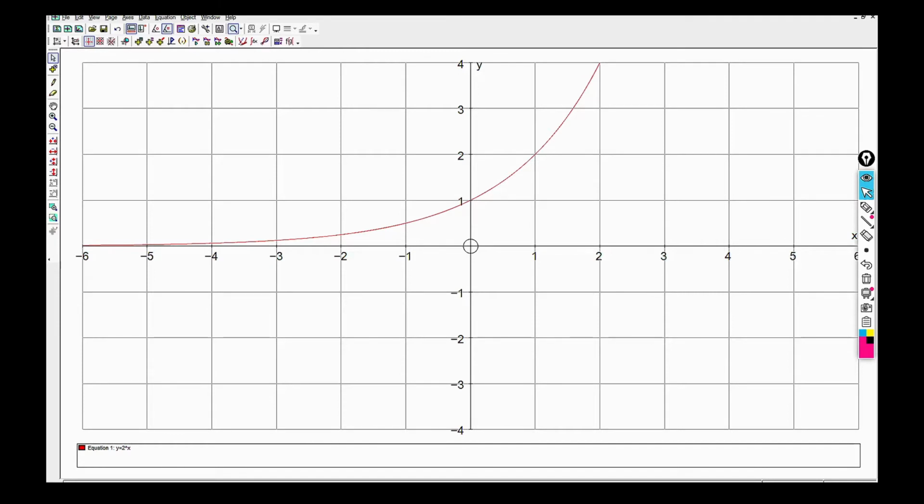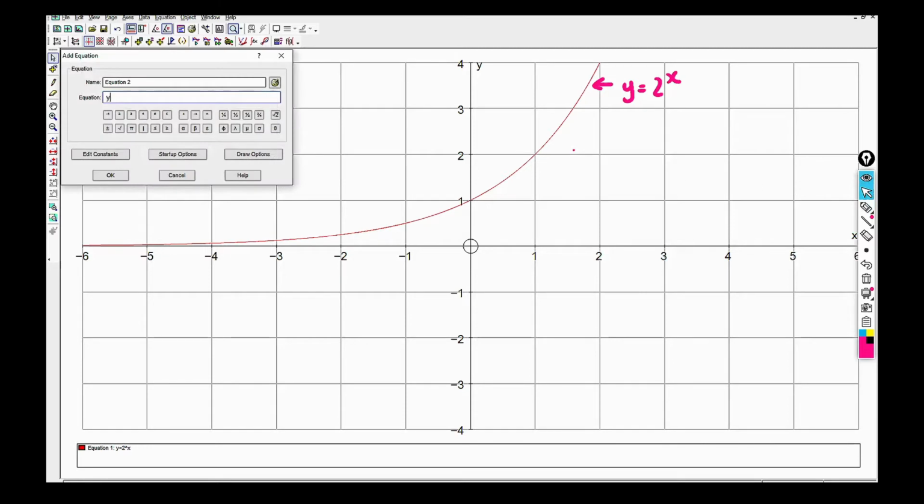So what I'm now going to do is label this graph. So that is y equals 2 to the x. Now let's have a look at what happens if the base number increases. So let's go for, and hopefully this is going to allow me to do it, yeah, y equals 3 to the x.